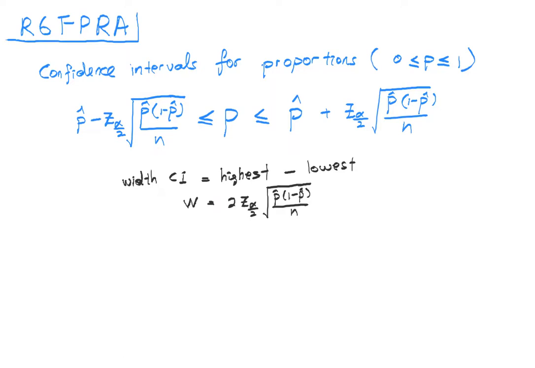From here, if we know the width, if we want a desired width, then we should get the sample size, correct? So if you rearrange this formula, the sample size will go this way. You square everything, and then after that, you square root it.